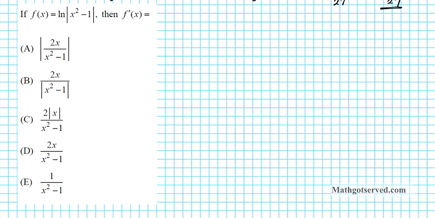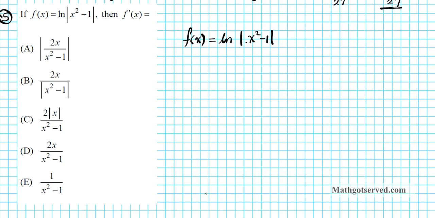All right, let's take a look at question number 5. This is another chain rule problem that can be simplified using the properties of logarithms. Given f of x equals the natural logarithm of the absolute value of x squared minus 1, we are asked to find f prime of x. Now there's a long way of doing this using the formula for absolute values, and there's a shorter way which involves using the properties of logarithms.